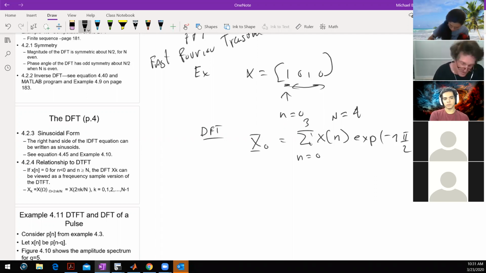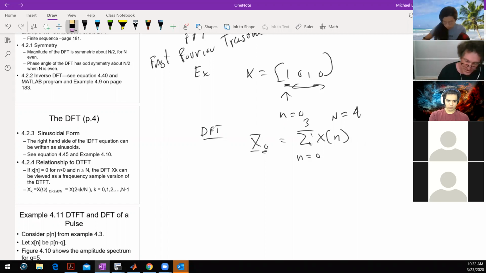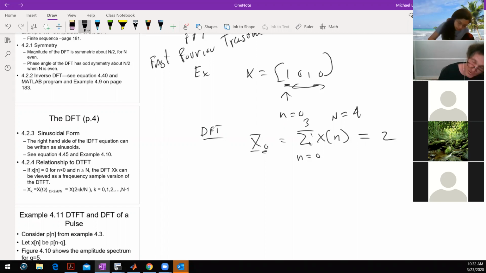But if k equals 0, what happens when the exponent is 0? e to the 0 is 1, so you get rid of that whole thing. Now you're just summing the values from 0 all the way up to 3. And what's that value, class? 1 plus 0 plus 1 is 2, isn't it? You agree with me?